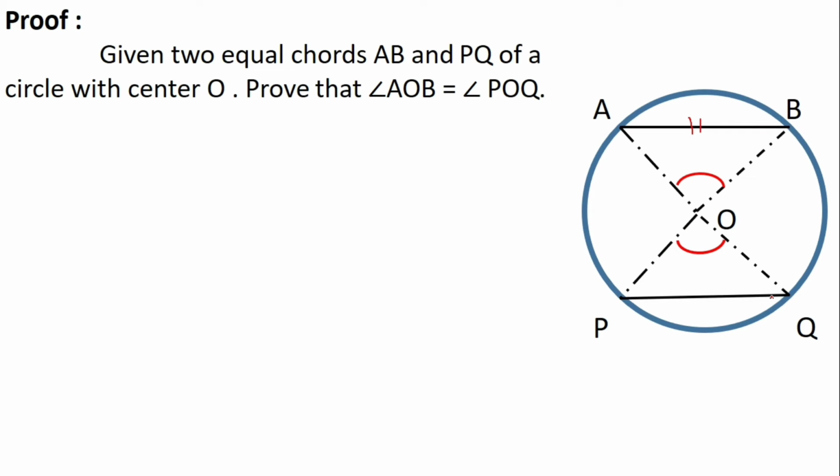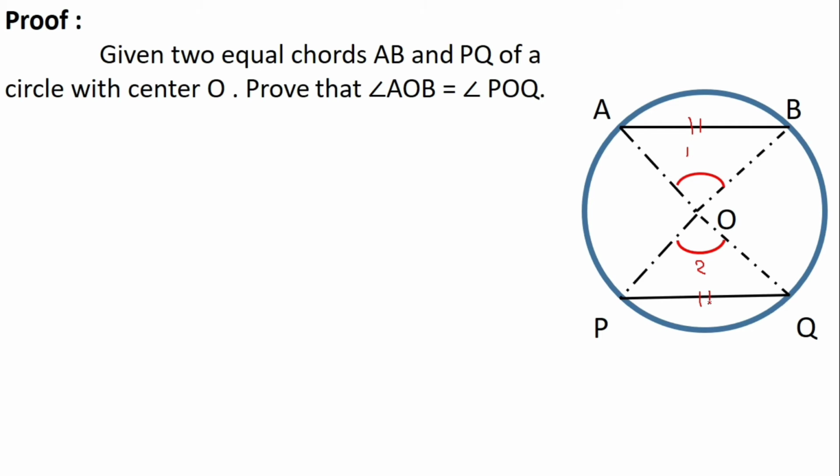POQ. To prove this, I need to do certain construction. So I have joined the two endpoints of the chord with the center O. You can see these dotted line segments. I have to construct these line segments to prove the angles are equal. So now if you carefully observe, we have two triangles, triangle AOB and triangle POQ. The first triangle and the second triangle.